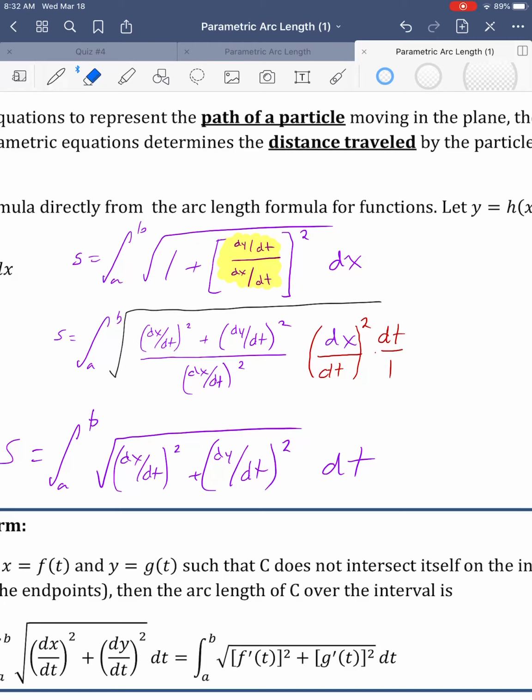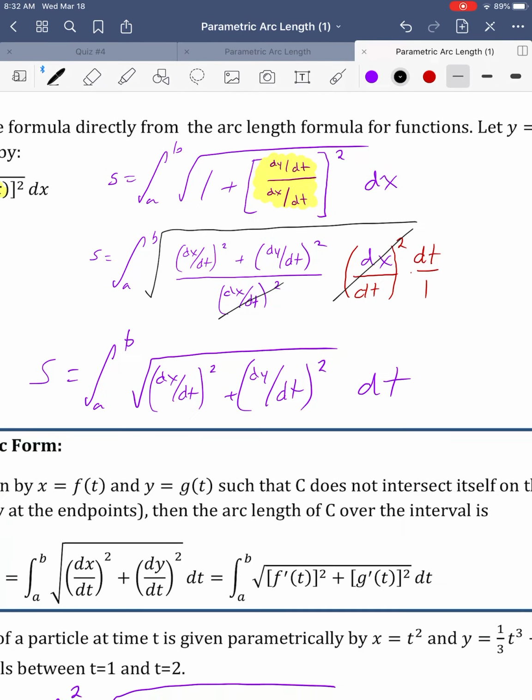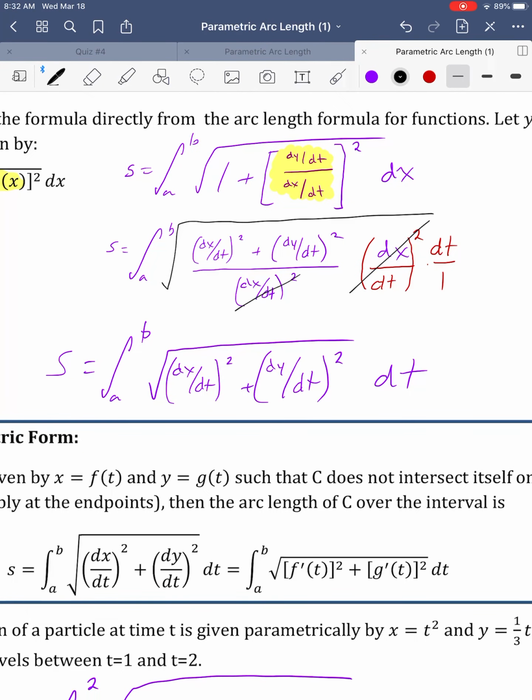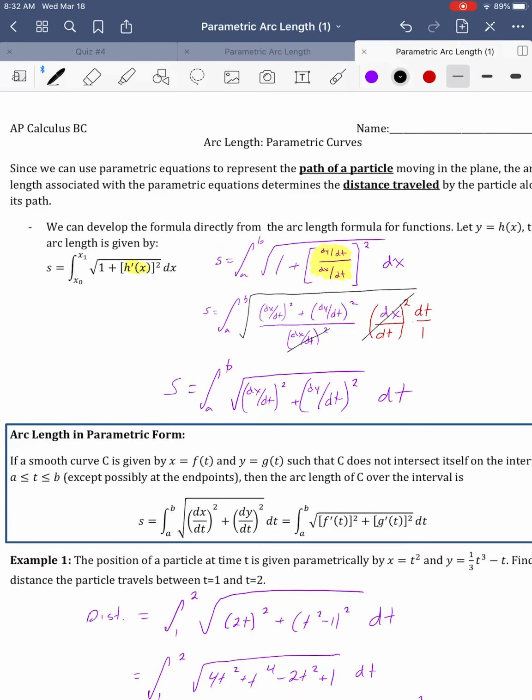All right, so now the dx dt in the numerator and the dx dt in the denominator are going to divide each other out, and they just become 1. And that's how we get to my final answer. So the formula for the equation of arc length in a parametric system is the integral of the square root of dx dt squared plus dy dt squared. So rectangular system is the square root of 1 plus dx dt squared, and then parametric, it's the square root of dx dt squared plus dy dt squared.